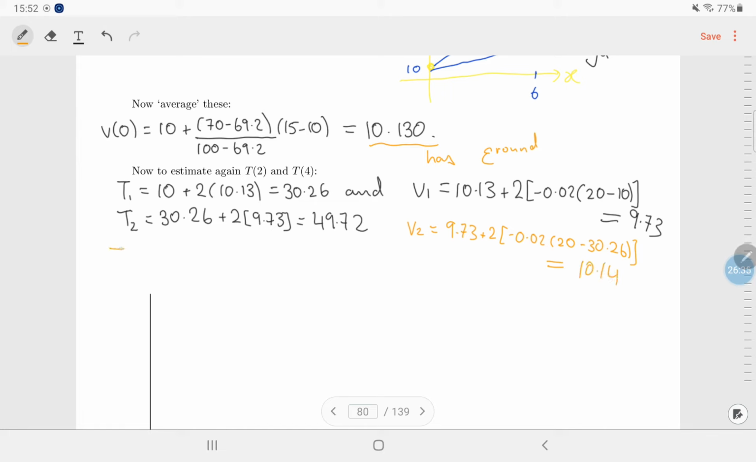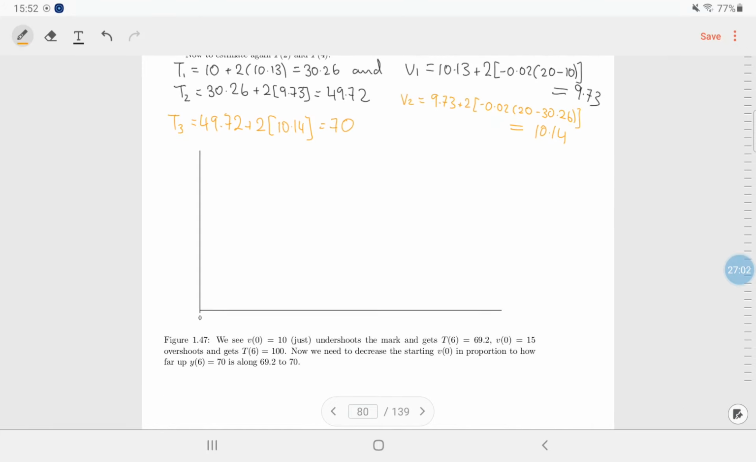And then, this should be quite close to 60. So previous temperature is 49.72, plus step size 2 times previous slope, 10.14. It actually is going to hit it on the nose, I can see, maybe you see it as well. Maybe that is a bit of a fluke, because I think normally the rounding error should affect it a bit more, but happy days. Okay, so what have we actually got here?